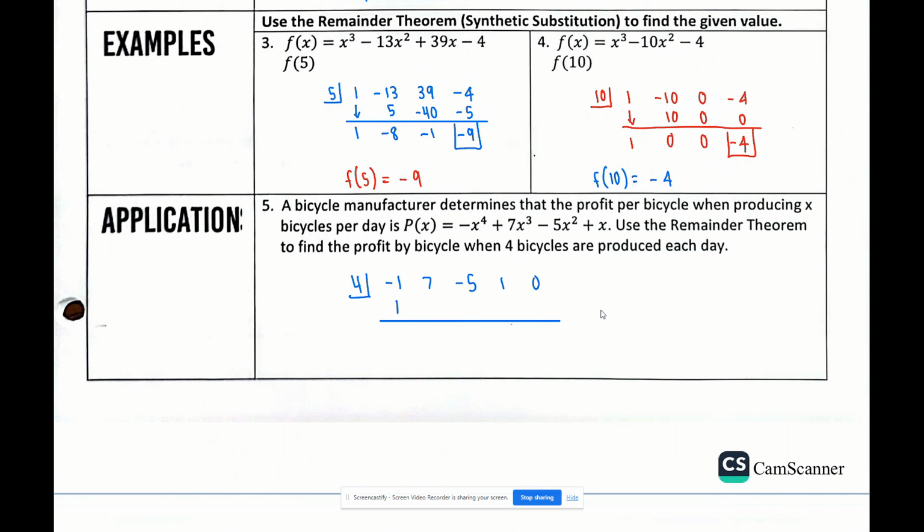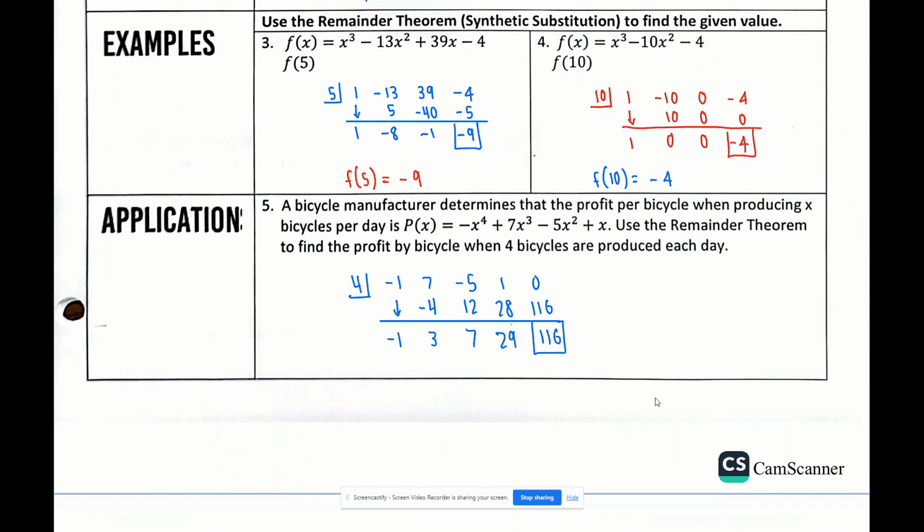Now we bring down the negative 1, and here we go. 4 times negative 1 is negative 4. 7 minus 4 is 3. 4 times 3 is 12. 12 minus 5 is 7. 4 times 7 is 28. 1 plus 28 is 29. And you might finally get to a number here that you need a calculator. 29 times 4 is 116. And 0 plus 116 is 116 as a remainder.